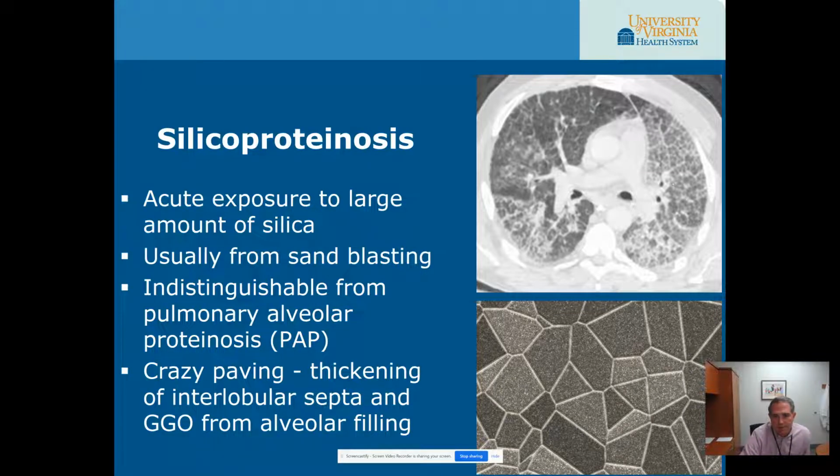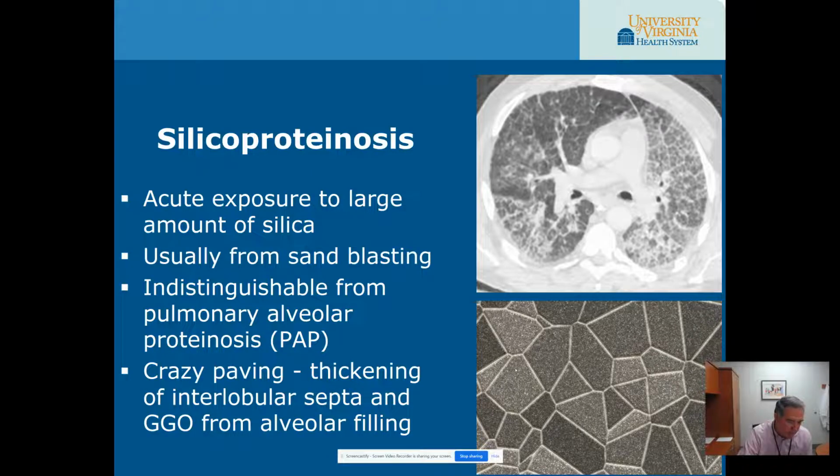Here in this example, this would be the crazy paving. This is what crazy paving is: interlobular septal thickening with ground glass. Usually when you talk about crazy paving, the first thing on your differential is going to be PAP, pulmonary alveolar proteinosis, but just as an aside, silica proteinosis, if you inhale silica dust acutely, can give you this crazy paving.